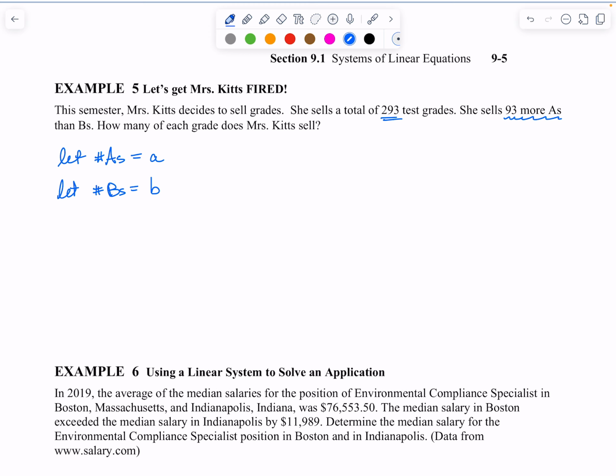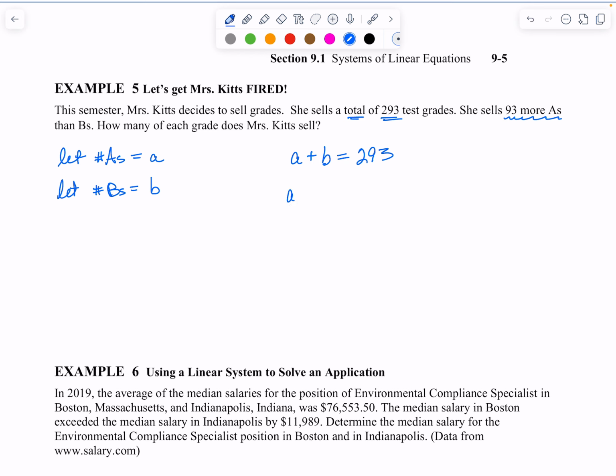You can use X and Y's. You don't have to use A's and B's. But notice it says I have a total of them, so I'm going to add them up, right? All my A's and all my B's is going to be 293 test grades. Okay, now I sell 93 more A's than B's. So my A's are going to be more than B's.